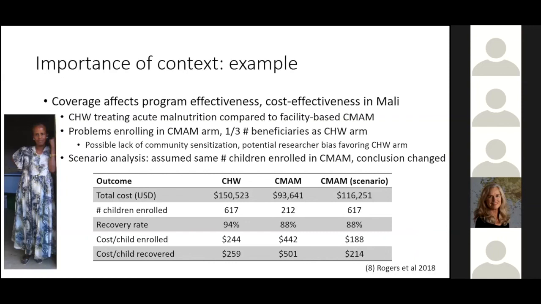So we corrected for this and did a scenario analysis, assuming the same number of children in both arms. And when we did this, our conclusions changed, and the CMAM program became the more cost-effective arm as seen in the bottom row of the table. As you can see, the cost per child recovered, this was our main outcome in this study, in the community health worker arm was around $250, while the CMAM arm base case was $500, so double the cost. But assuming the same coverage in the last column, CMAM cost closer to $200 per child recovered and was the most cost-effective option. So in this setting, cost effectiveness depended on coverage.